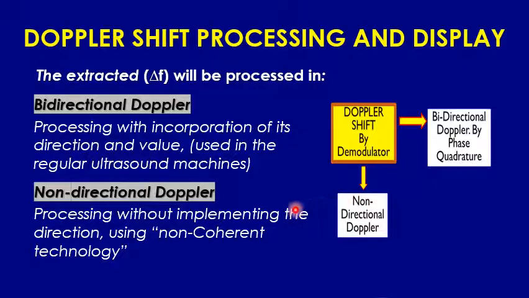The second thing here is the non-directional Doppler, and actually this technology is a separate component. It's not in our ultrasound system. It's a separate device, and this device usually uses what you call the non-coherent technology. So the bidirectional uses the Phase Quadrature technology, and the non-directional uses non-coherent technology. This non-coherent technology is famous for being used in fetal heart rate devices.